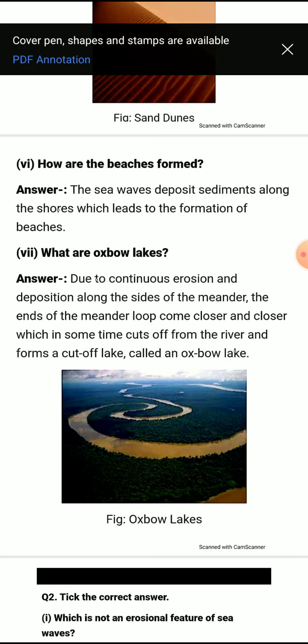Next question is about how beaches are formed. We did yesterday how and where beaches are formed. Okay, the sea waves deposit sediments along the shores, which leads to the formation of beaches. As the flood forms a floodplain, similarly the sea waves deposit sediments along the seashores, and it forms beaches, right?